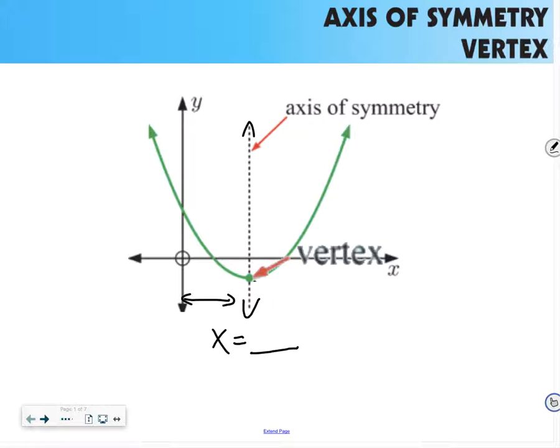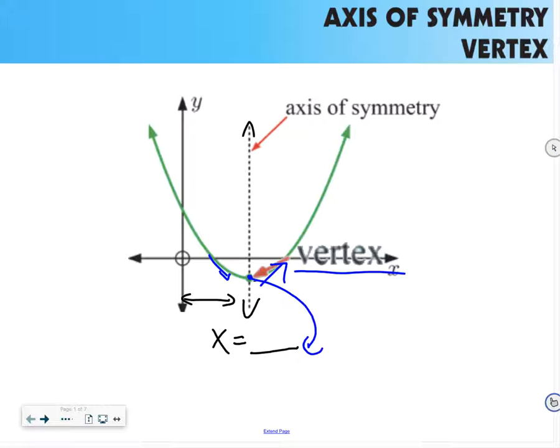Our vertex is always going to go through our axis of symmetry because it is the lowest point or the highest point of our parabola, and it's that turning point where we go from a negative gradient to a positive gradient in that parabola. So the vertex and the line of symmetry are very related. What's nice is the x value of your vertex is always the same as your line of symmetry.